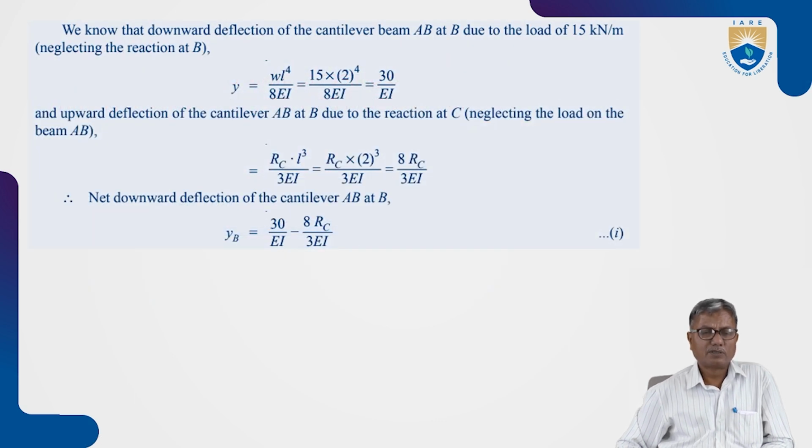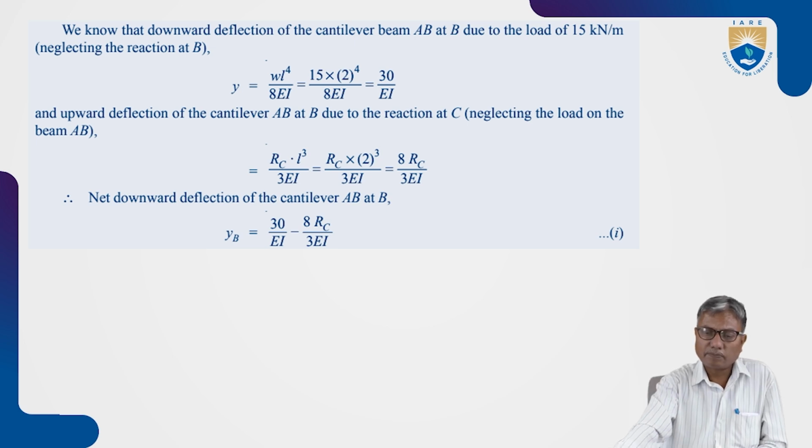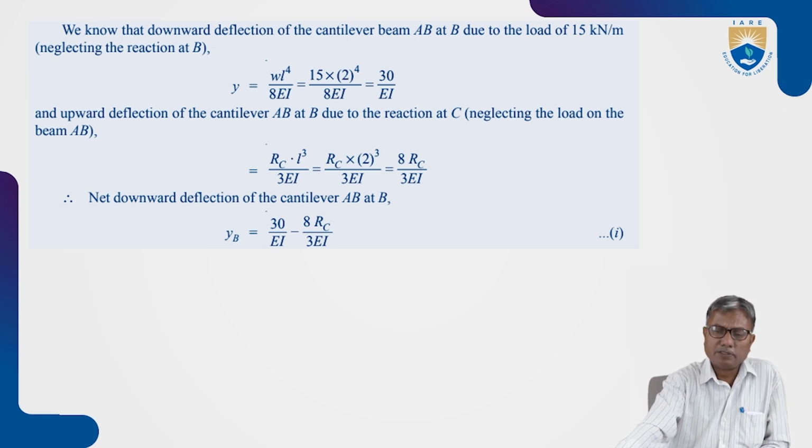Now, let us consider the downward deflection of cantilever AB due to UDL when there is no support at B. Actually, B is resting on another beam, CD, at C, isn't it?